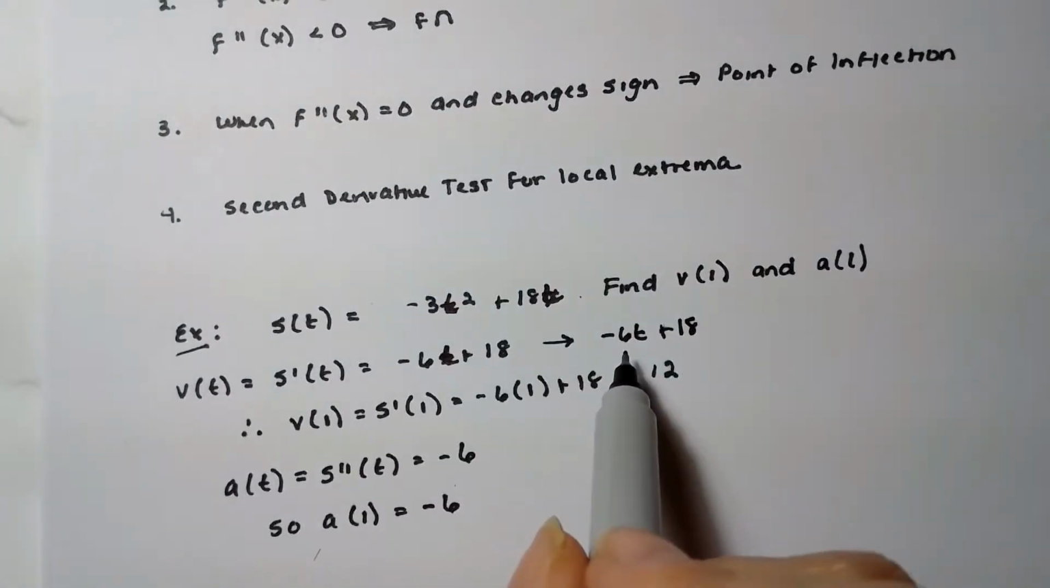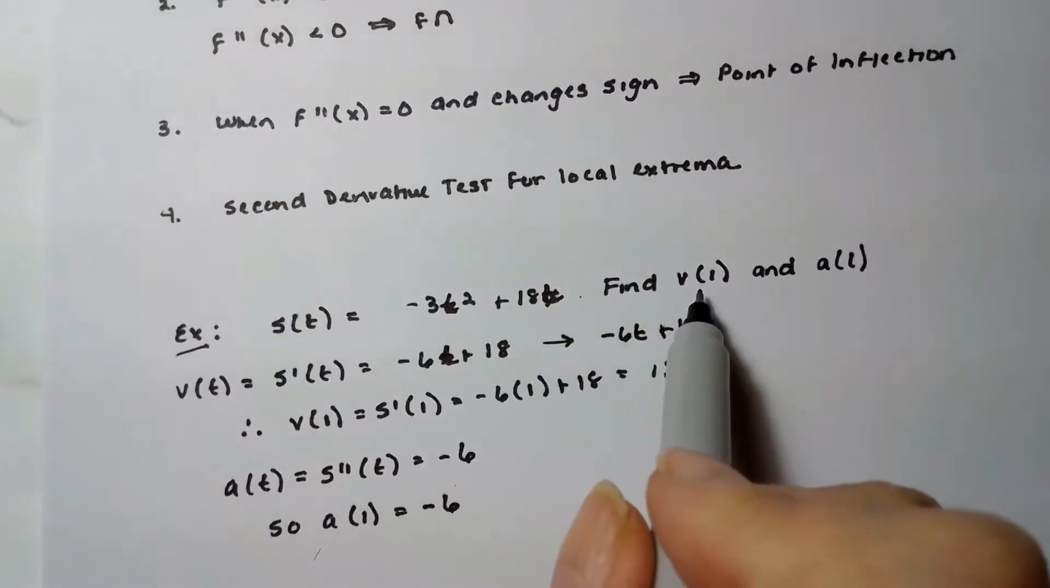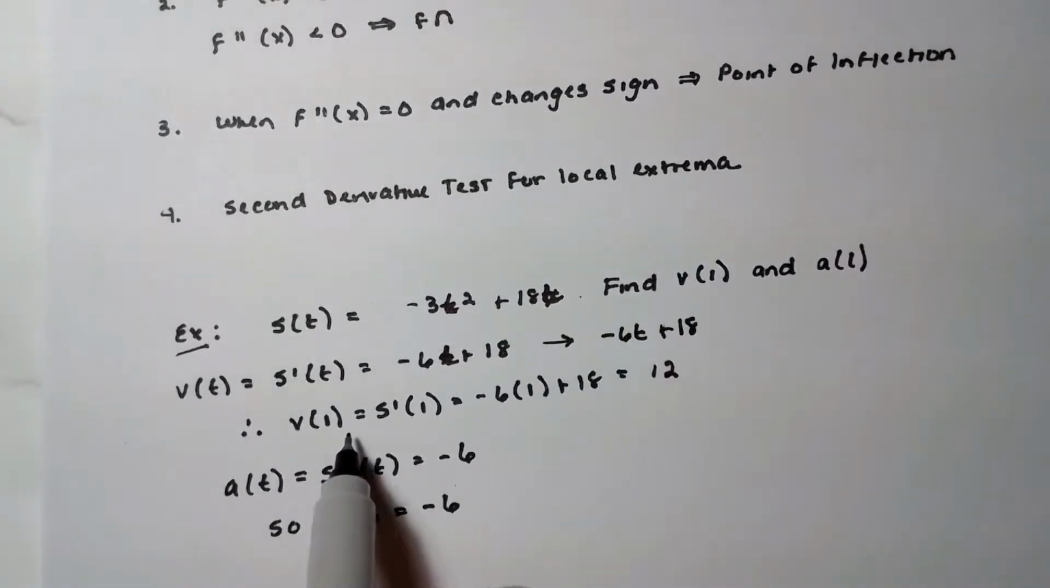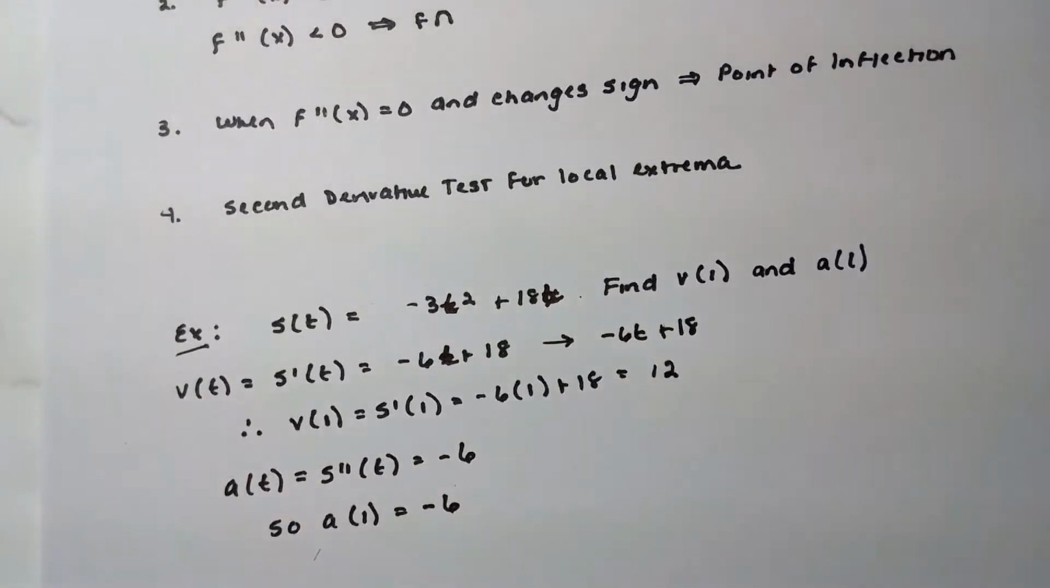So I took the derivative, and I found this is velocity. And if I want to evaluate the velocity when time is equal to 1, well, all I have to do is plug a 1 in here, and I did that here, to get 12. So the velocity would be 12 when time is equal to 1 for this particular function.